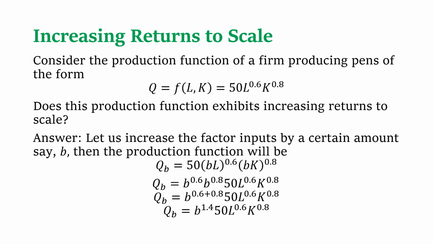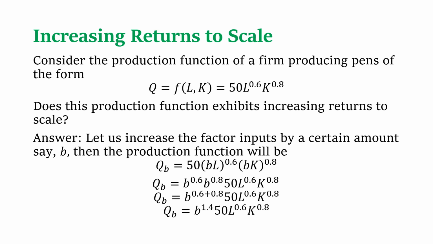What we do here is increase all the inputs by a certain amount. In this case, we are increasing the inputs by B. So labor is going to be increased by B, capital will be increased by B. If we plug that value B into the production function, we're going to have Q(B) equals 50 into BL to the 0.6. Remember, we have 0.6 there, right? And then BK to the 0.8.